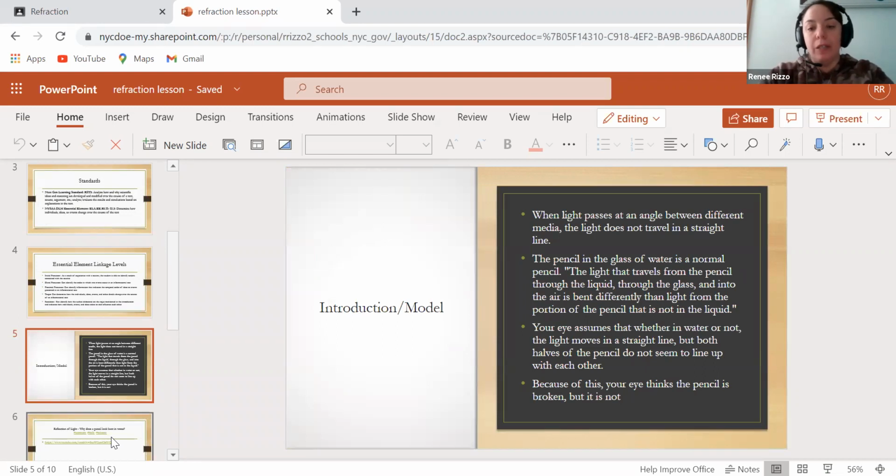So, the introduction model. "When light passes at an angle between different media, the light does not travel in a straight line. The pencil in the glass of water is a normal pencil. The light that travels from the pencil through the liquid, through the glass, and into the air is bent differently than light from the portion of the pencil that is not in the liquid." That has quotes around it because it's a direct quote from the original lesson. "Your eye assumes that whether in water or not, the light moves in a straight line, but both halves of the pencil do not seem to line up with each other. Because of this, your eye thinks the pencil is broken, but it is not."